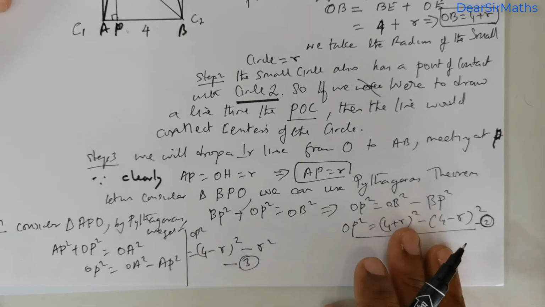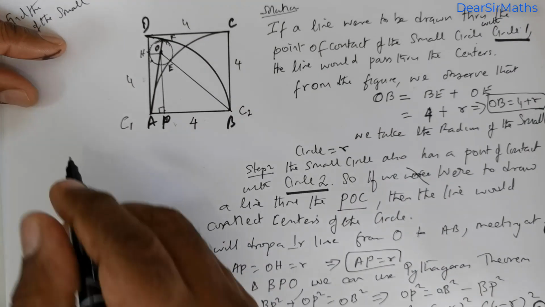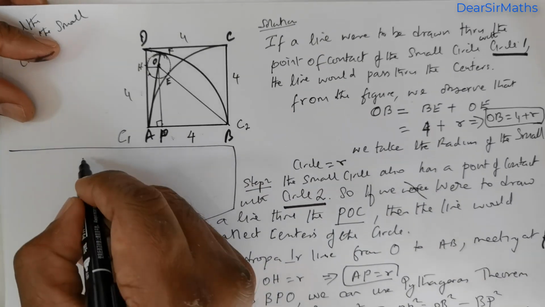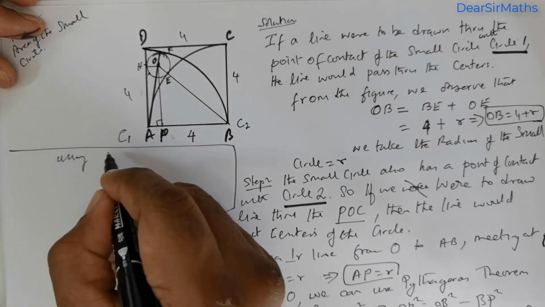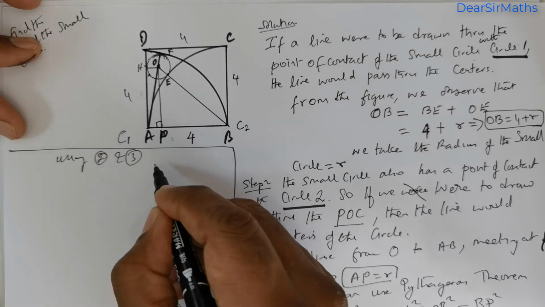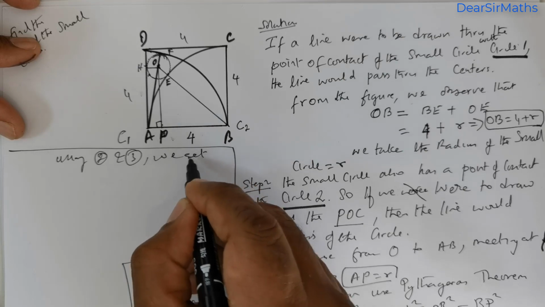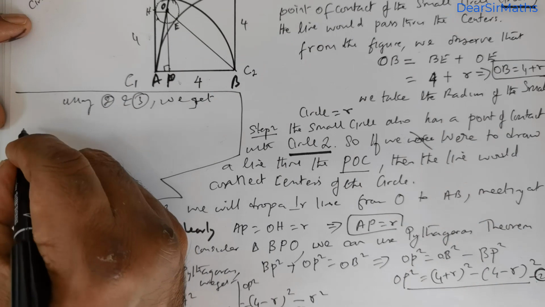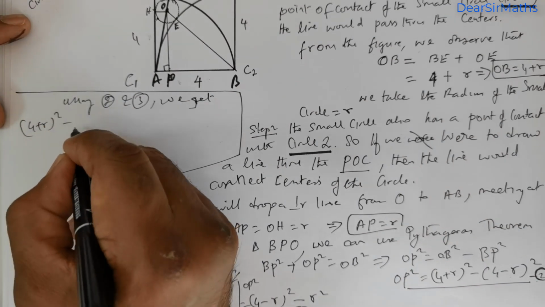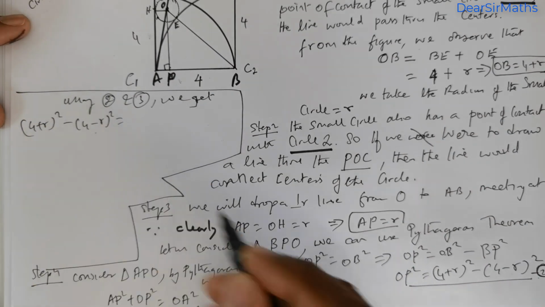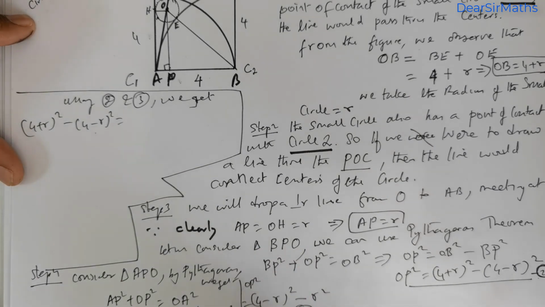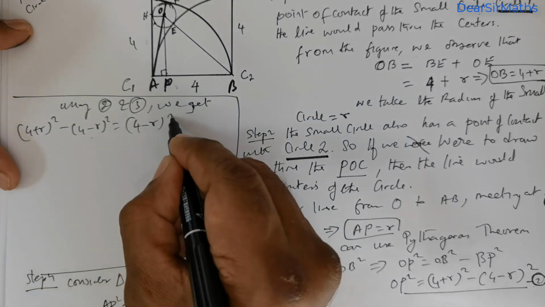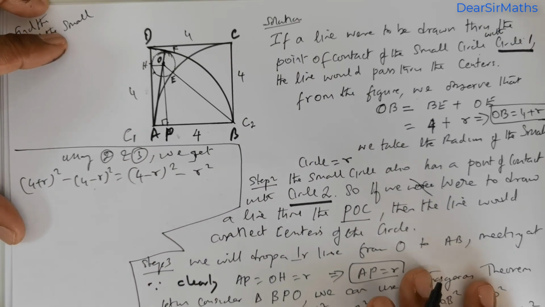So what I wish to do is I will use this part of the page. So let me write that down. Using 2 and 3 we get, so what do we get using 2 and 3? This is 4 plus R raised to the power of 2, write that down. 4 plus R raised to the power of 2 minus 4 minus R raised to the power of 2 is equal to this one, 4 minus R raised to the power of 2 minus R squared. We find the value of R here.